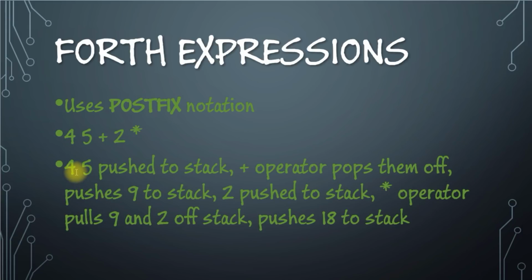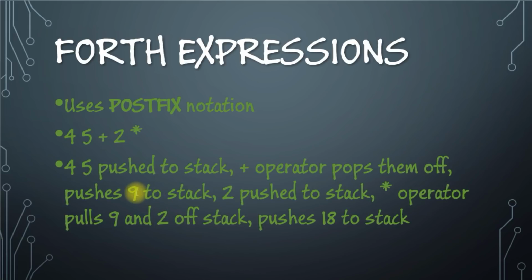What this would do when Forth evaluated this expression, it would push the 4 and 5 to the stack, which is kind of like a temporary storage area. Then it comes across that plus operator. And the plus operator knows that it needs 2 numbers to work with, so it pops the first 2 numbers off the stack, which is our 4 and 5. It adds them.